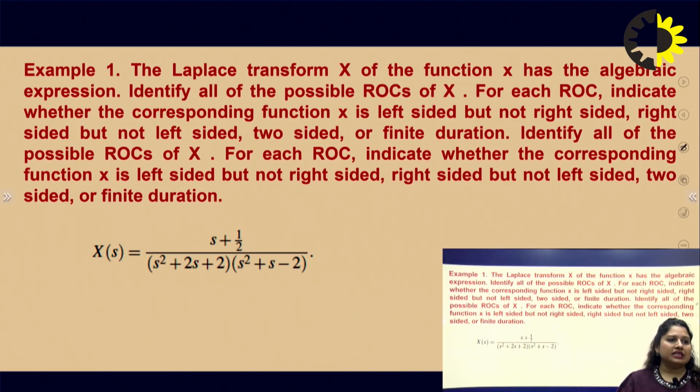So example 1: the Laplace transform X of the function small x has the following algebraic expression. Identify all the possible ROCs of X, and for each ROC indicate whether the corresponding function x is left sided but not right sided, right sided but not left sided, or finite duration. So we have X(s) equivalent to (s plus 1/2) upon (s square plus 2s plus 2) multiplied by (s square plus s minus 2).